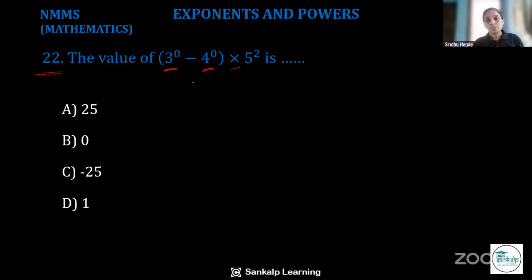So, first we will write our given expression. 3 raised to 0 minus 4 raised to 0 into 5 square is given. Let me calculate one by one. First, we will find out what about 3 raised to 0. As we know, according to the rule of exponent, any non-zero number which is raised to the power of 0 should be equal to 1. Here 3 is our non-zero number. It is raised to the power of 0 and its answer should be 1.